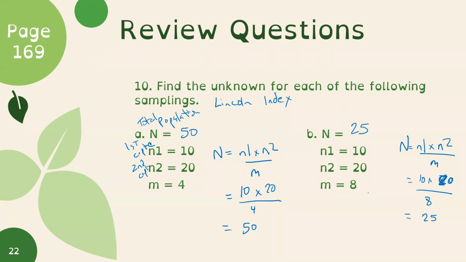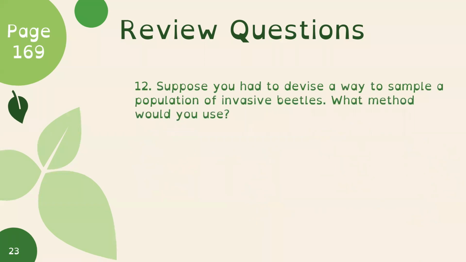So because more of the animals that we caught were marked, there was a greater ratio. That means that there's less animals overall, whereas when fewer of the animals caught were marked, there were more animals overall. And that's how that gives us an idea of the population using the Lincoln Index.